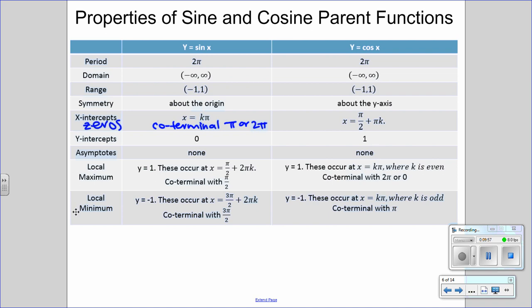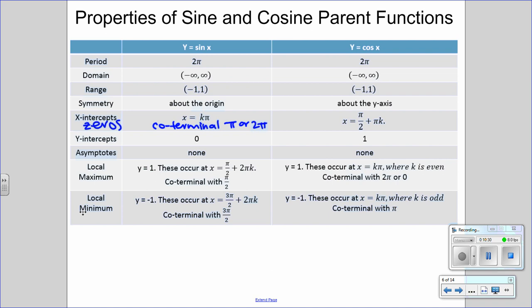For maxes and mins, again, your graph keeps going up and down over and over again. Your maximum for both happens at y equals 1. When it is a sine function, it happens with anything that is coterminal with pi over 2. With cosine, your maximum will happen anywhere that is coterminal with 0 or 2 pi. So again, here it says any k pi, a whole number times pi, where your k is even. But as long as it's coterminal with 2 pi or 0, you're good.